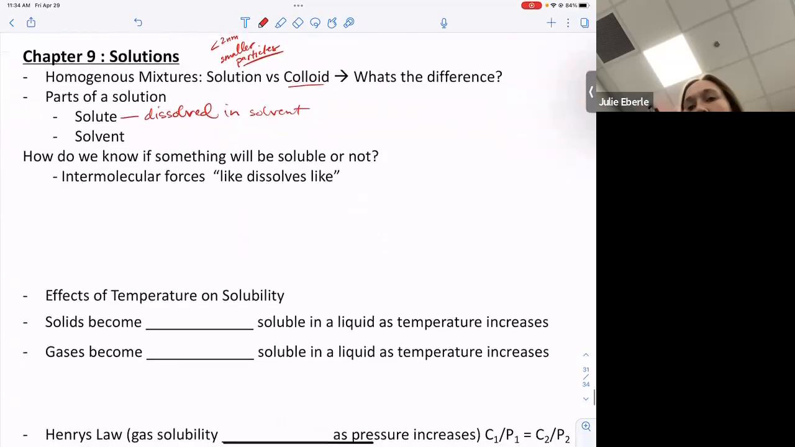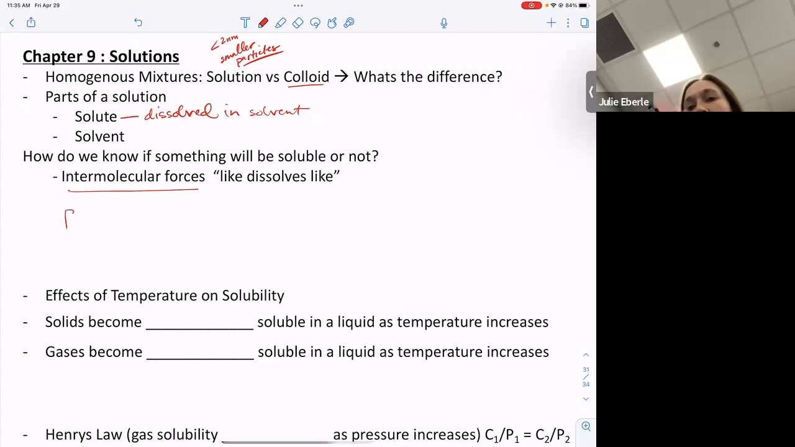Okay, but then once we defined all these parts of a solution, we said, let's look at how solubility works. How do we know if we mix 2 things that we'll get a solution? Maybe sometimes they won't mix. It all depends on this phrase that we said, like dissolves like, which hinges on intermolecular forces, understanding if things are polar or non-polar, and understanding if you have similar types of intermolecular forces between your solute particles as your solvent particles, or if they're different.